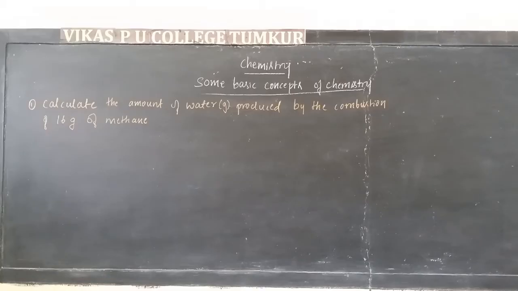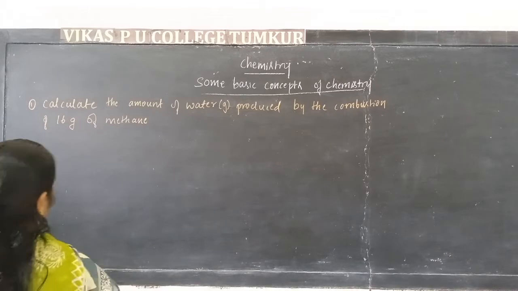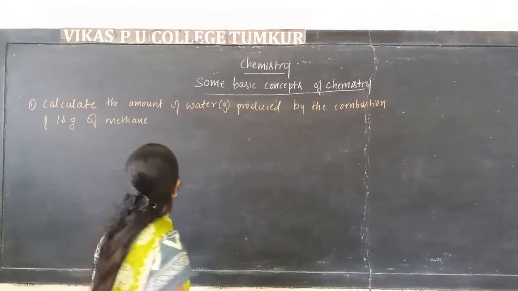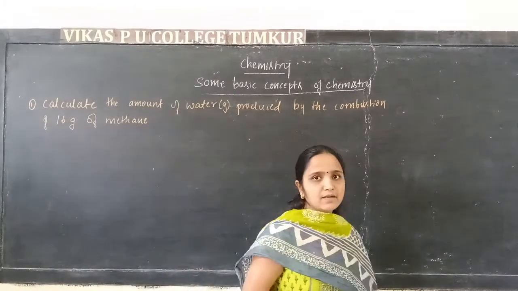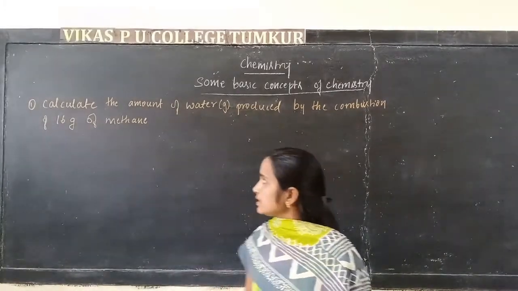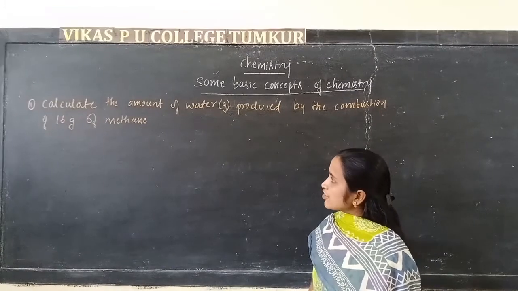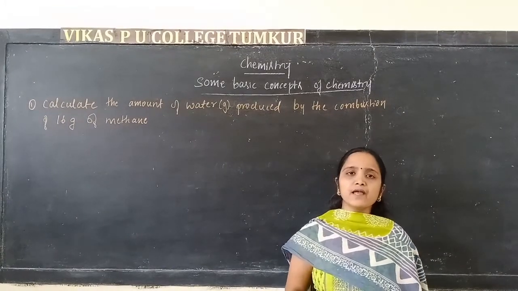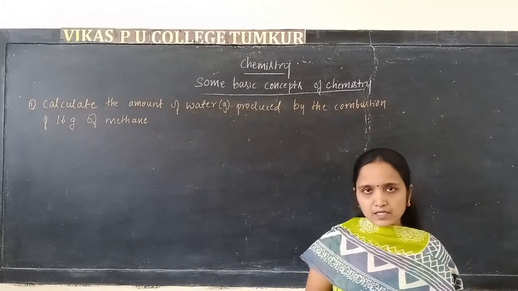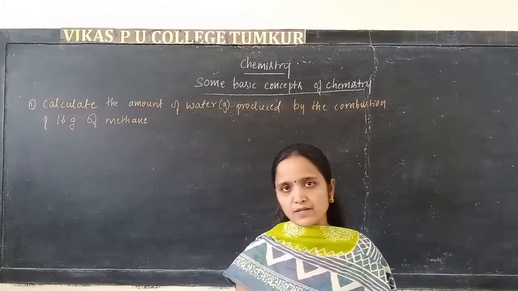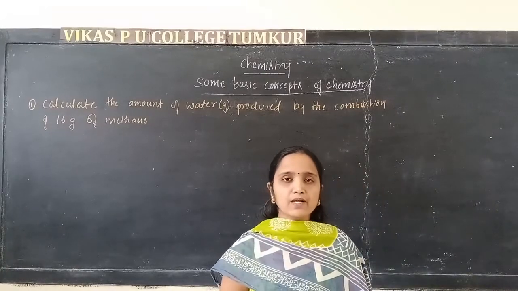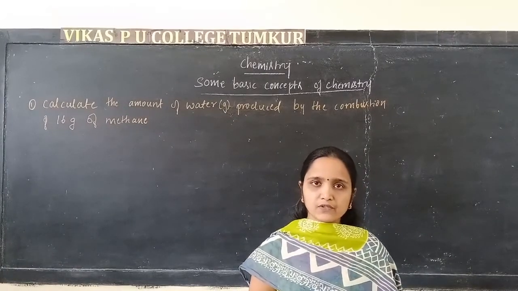Now we will discuss how to calculate the amount of water produced by the combustion of 16 gram of methane. For the combustion of methane, first we should write the balanced chemical equation. The combustion of methane gives carbon dioxide and water.